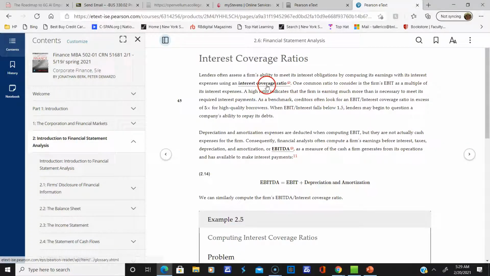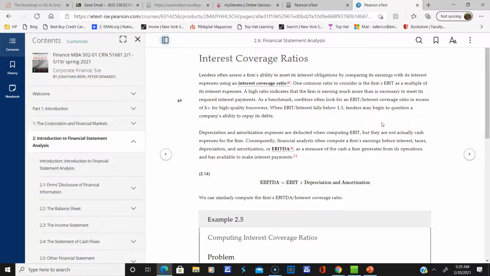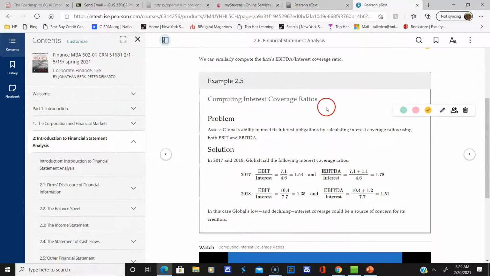Interest coverage ratio. So let's see what that's defined as. An assessment by lenders of a firm's leverage. Common ratios consider operating income, EBIT, earnings before interest, taxes, depreciation, and amortization as a multiple of the firm's interest expenses. So EBITDA is basically EBIT plus depreciation and amortization, as I just said. And the interest coverage ratio, again, is EBIT over the interest paid to the bondholders, okay? And EBITDA over, again, interest. So there's two numbers here, right?